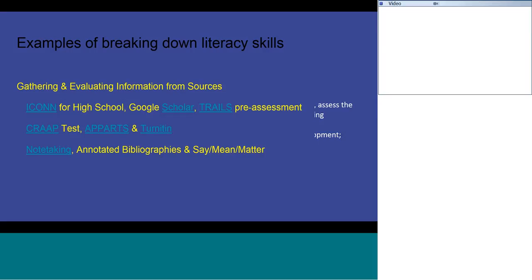of research. And if you look at some other common examples that we might be used to, APARTS, for example, or Say, Mean, Matter, these are all things that are going to help the students really evaluate what kind of information is coming from these sources.